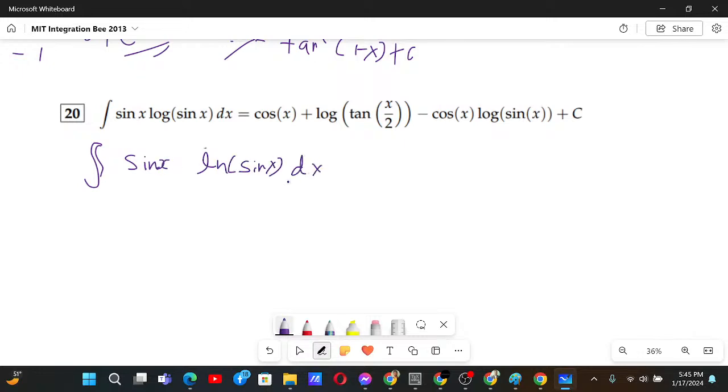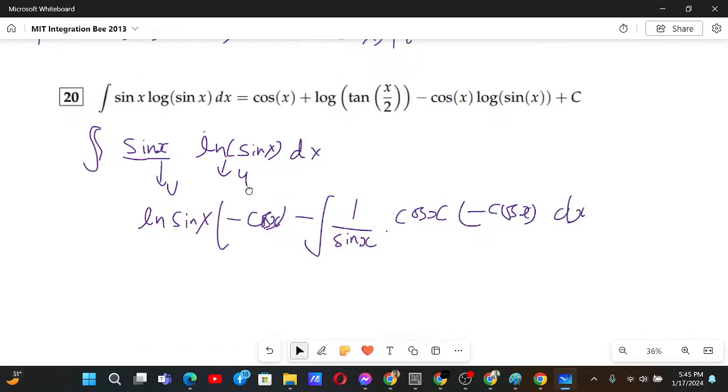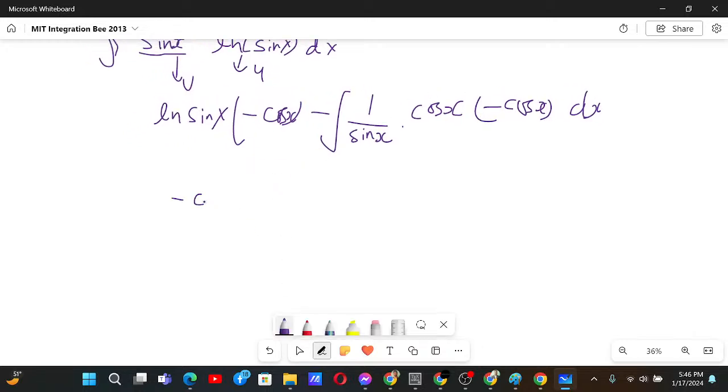It seems like we can use integration by parts, using this as u and this as v. We have ln sin x. Integral is minus cos x. Minus integral of the derivative of this, which is 1 by sin x, times cos x, times the integral of this function, which is minus cos x dx, isn't it? Now this is minus cos x ln sin x. In the other function, we have done that already. The other function is plus cos square x by sin x. We have done that already.